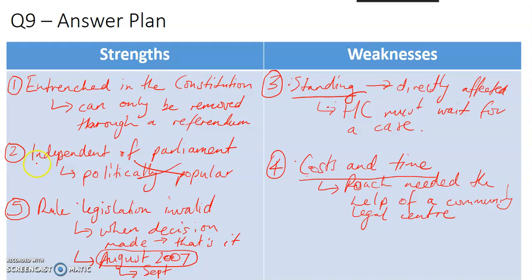Nonetheless, the High Court is independent of Parliament, so it can make decisions that may be controversial. Okay? Its role is to interpret the Constitution and make the decision accordingly. Similarly, or another strength, is that it has the ability to rule legislation invalid, and from the moment the decision is made, that legislation stops applying in the relevant jurisdiction. For example, in August 2007, etc.